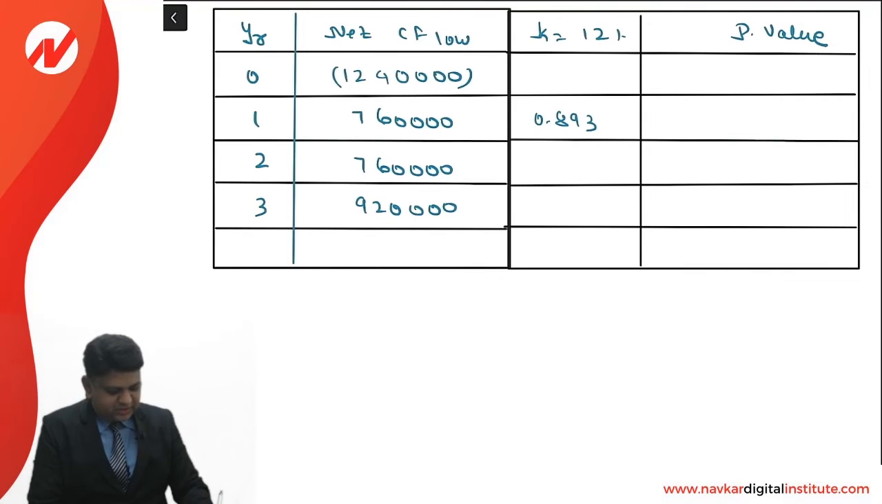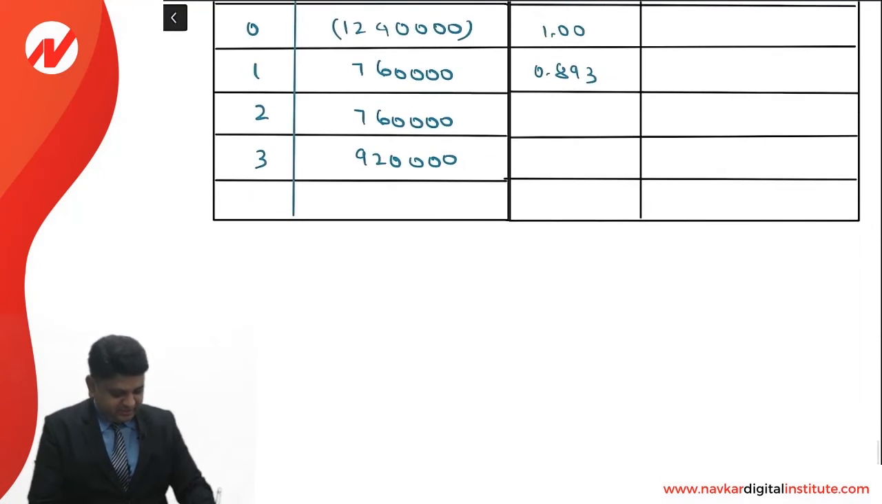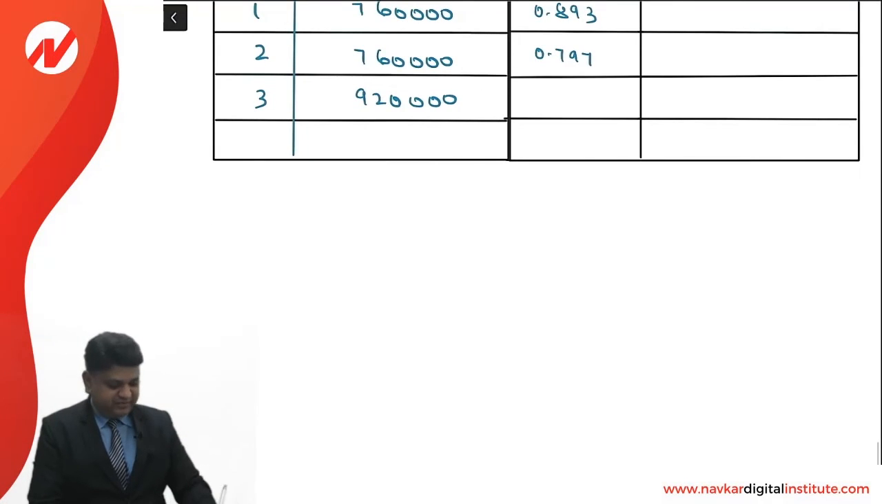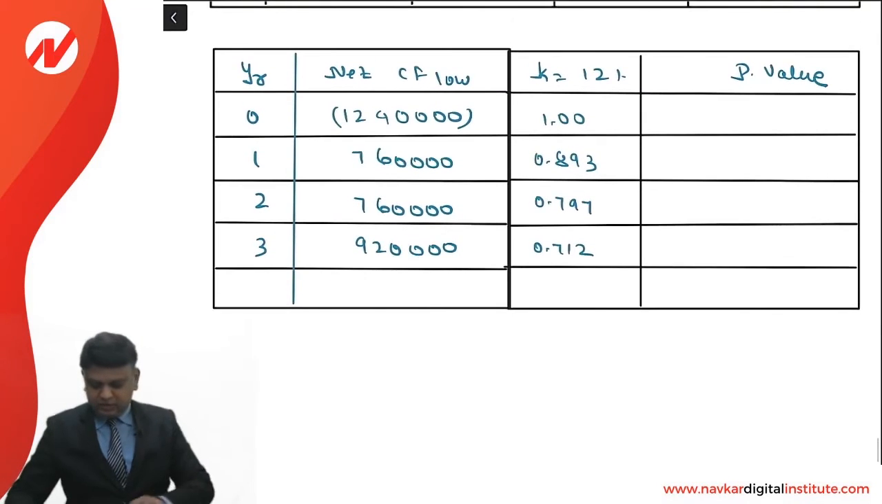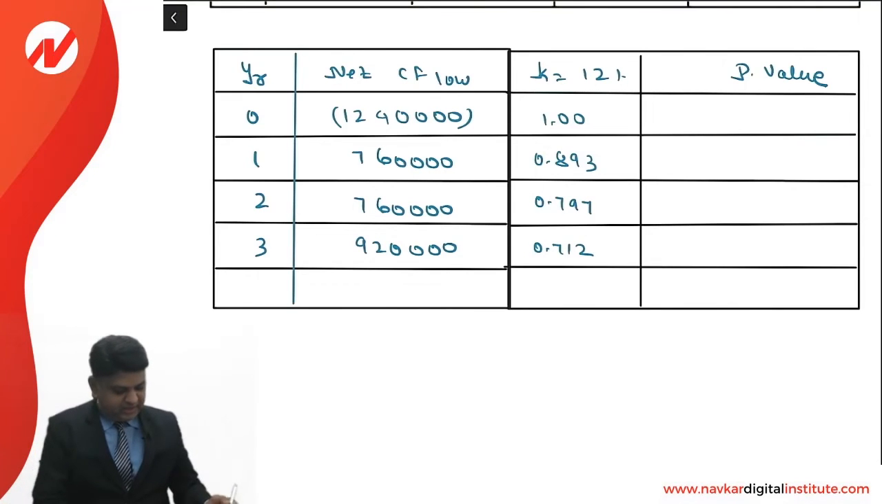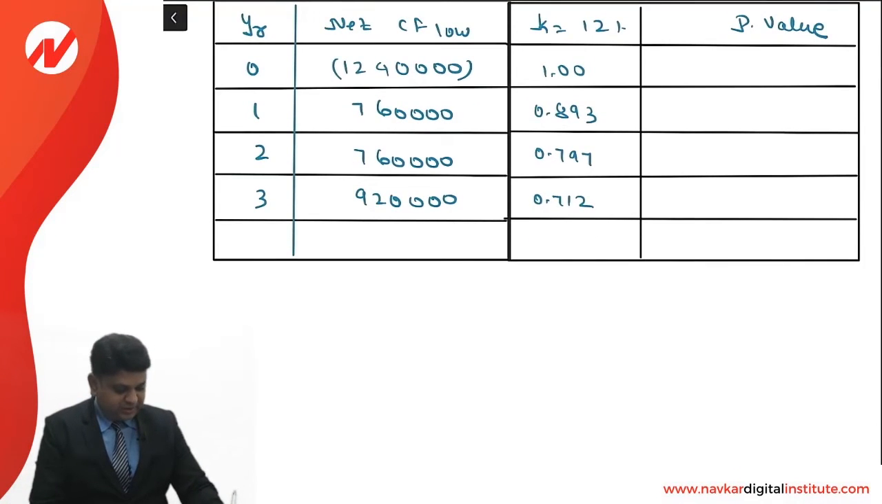For year 0, the discounting factor is of course 1, because year 0 cash flows are not required to be discounted as such. Second year factor is 0.797 and third year it is 0.712. So present value calculation, in the year 0 it is of course 12,40,000.